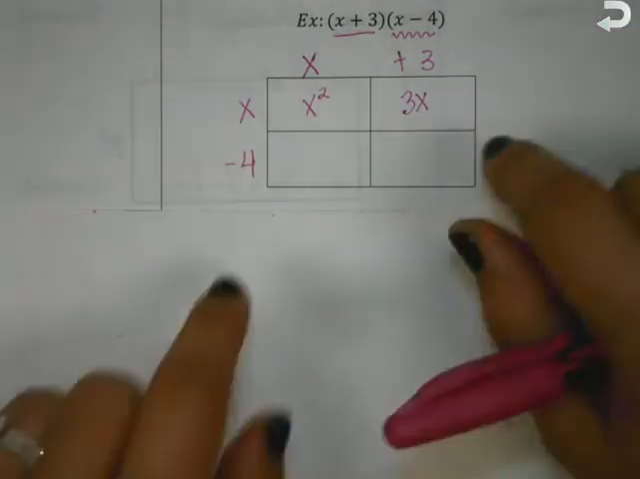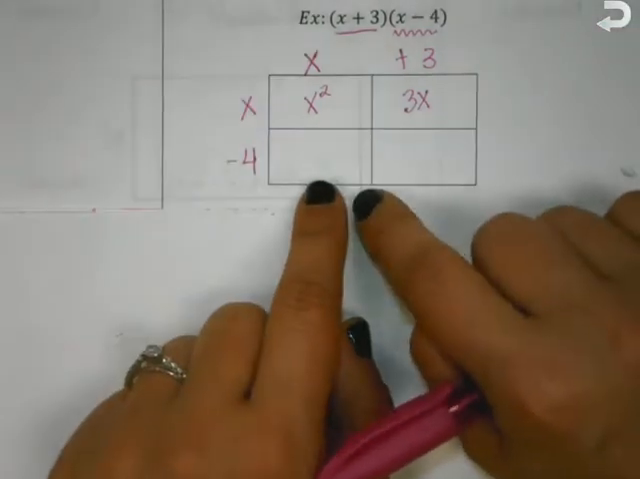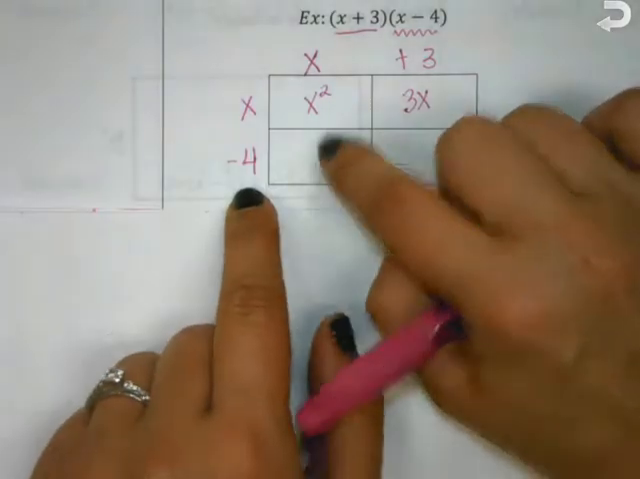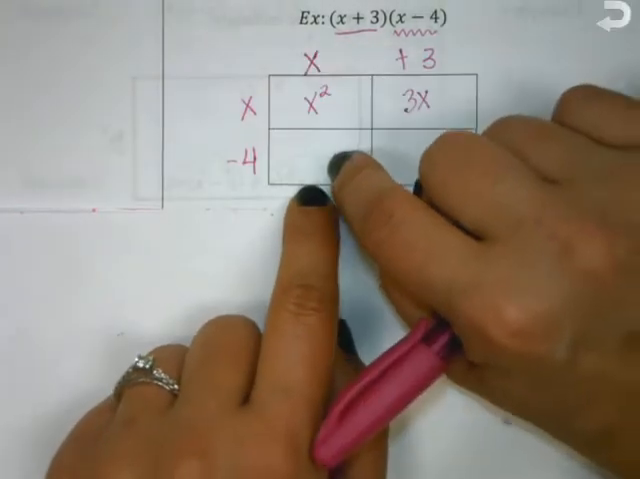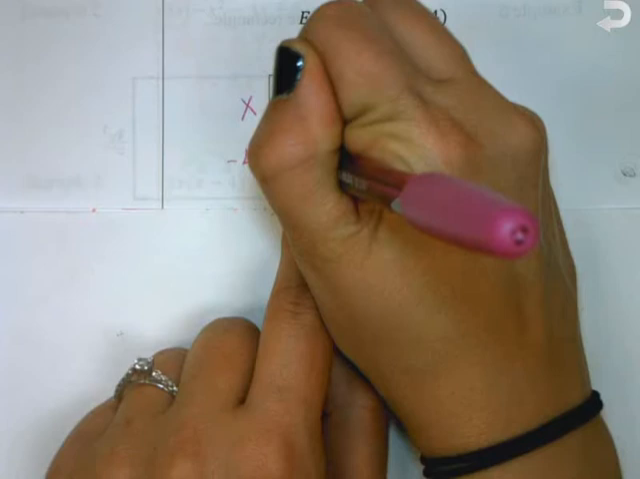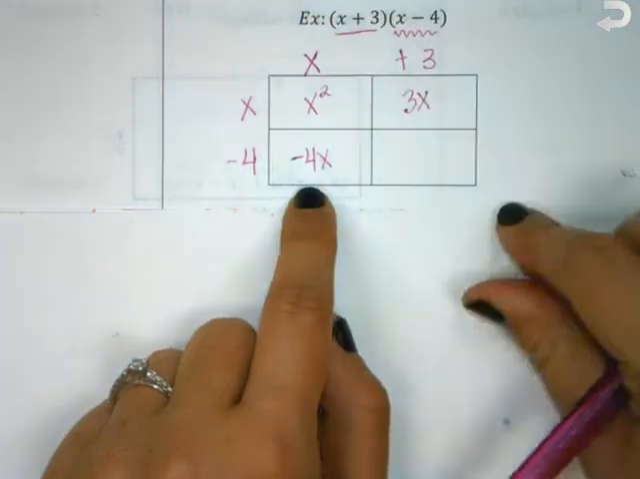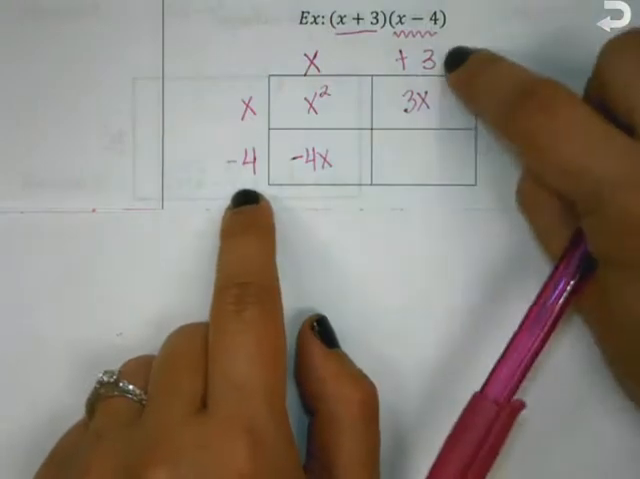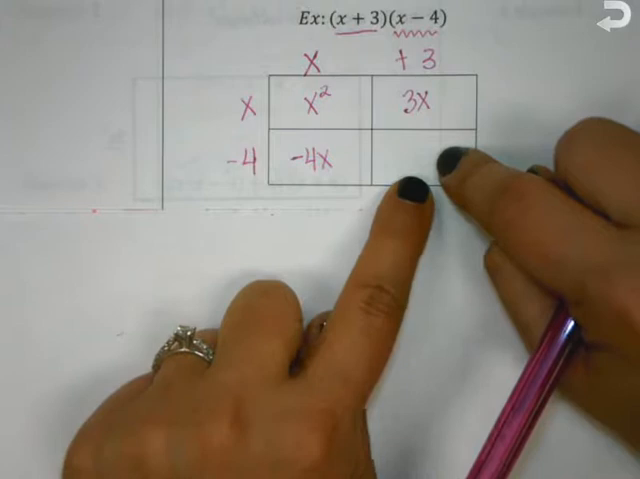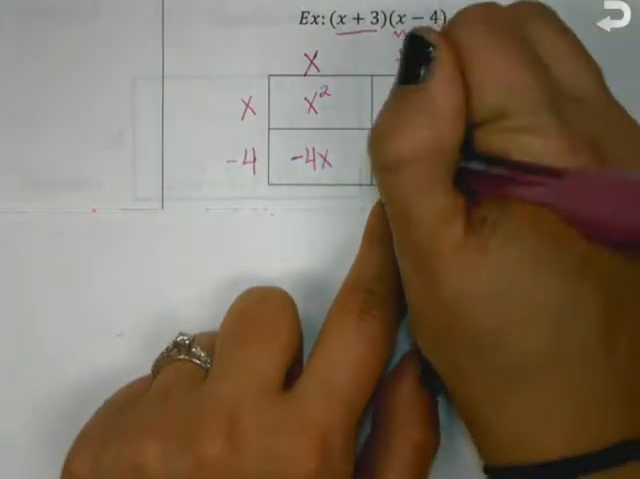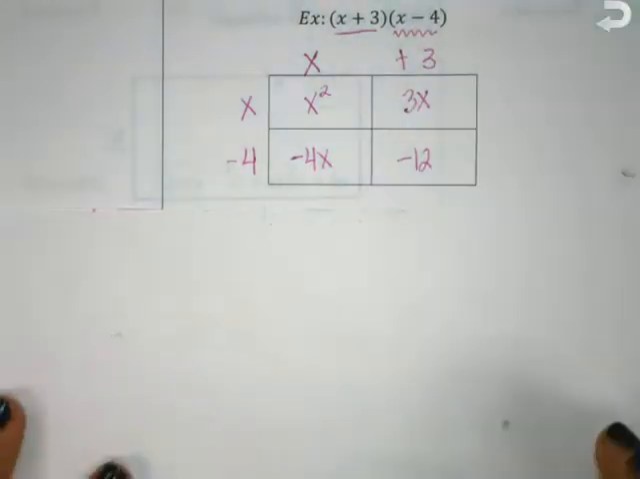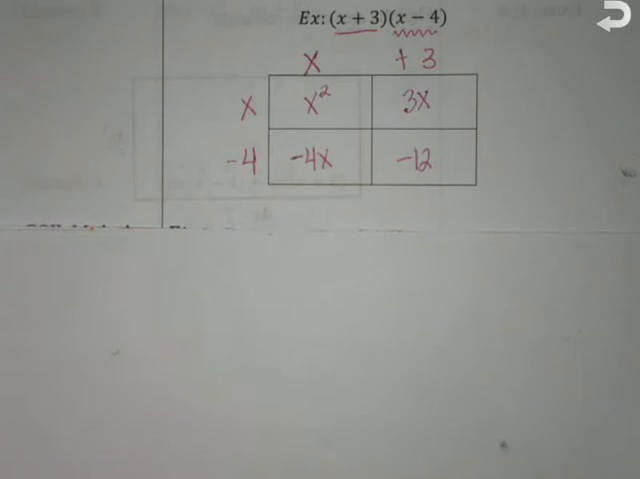Okay, then we move on to the minus 4. We have negative 4 times x. What does that give me? Negative 4x. And negative 4 times positive 3, the answer goes here. What does that give me? Good, negative 12. That was step 2.